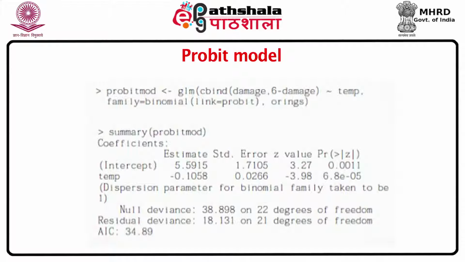So here is the syntax which I would use to fit the Probit model. As before, I'm calling the glm function. As before, my outcome is a matrix with two columns, where the first column is the number of successes and the second is the number of failures. I'm regressing this on temperature. My family is binomial. However, here there is a new piece of code which says that the link is Probit.